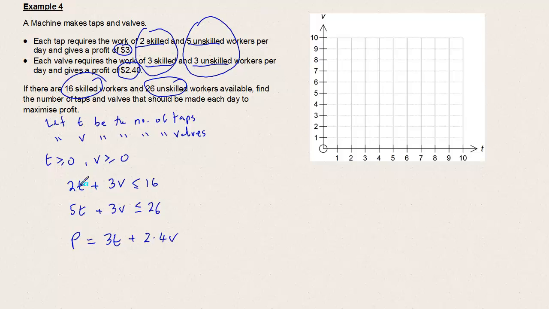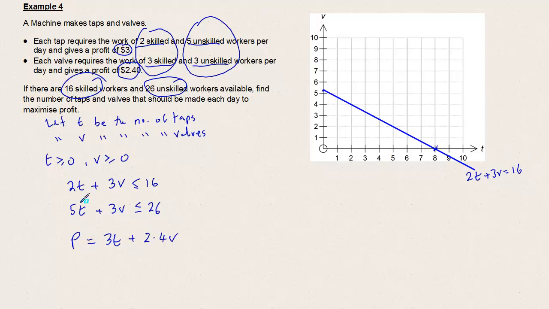So the boundary line here is 2t plus 3v is 16. If v is 0, t is 8, so that's just going to be here. If t is 0, v is going to be 5 and 1/3. So that's just here. Can't do it accurately on this graph. And that's going to look like that. So this one was 2t plus 3v is 16.